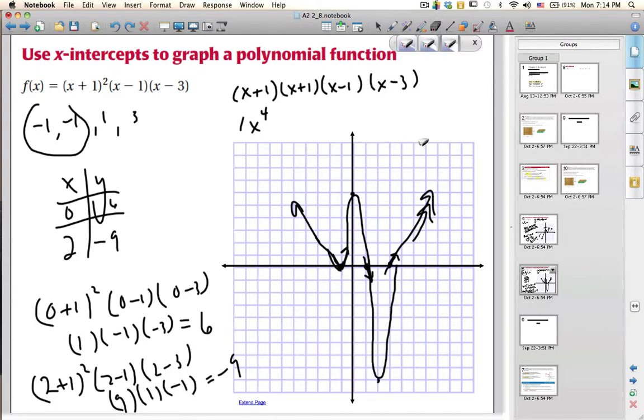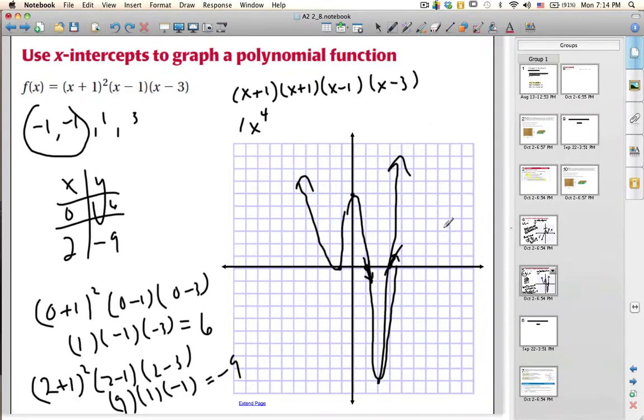Okay, so if I want to smooth this out a little more, these ends are, whoa, that was a big eraser. These ends are probably a little wacky. Right? We're going to go back up and out like that. Going to come through here, go through there. And this is pretty much what my graph is going to look like.